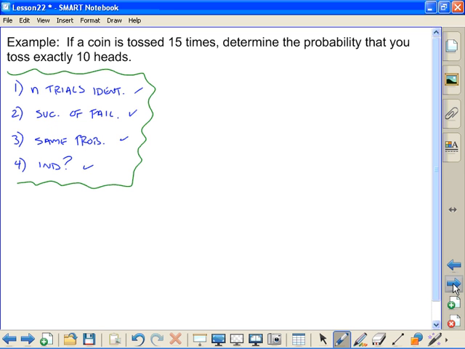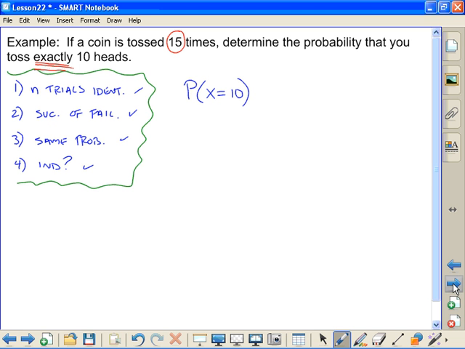The other thing I want to point out with this one, thank God it said exactly. Because if it said at least, you would have to do a table for 15 trials. I'm not overly keen on doing that. So because it said exactly, we can use this formula right here.